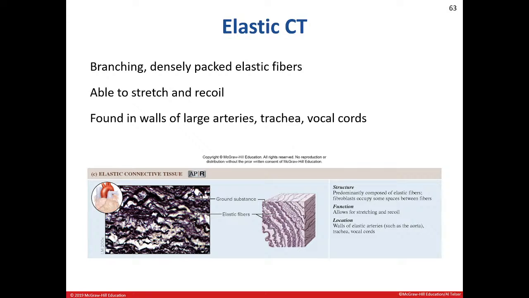And then lastly, we have a less elastic connective tissue, which is branching and it has densely packed elastic fibers. Because there's so much elastin here, it's able to stretch and recoil. And this is found in the walls of large arteries, as well as the trachea and the vocal cords.